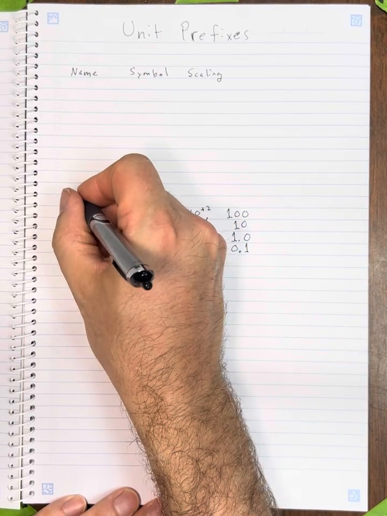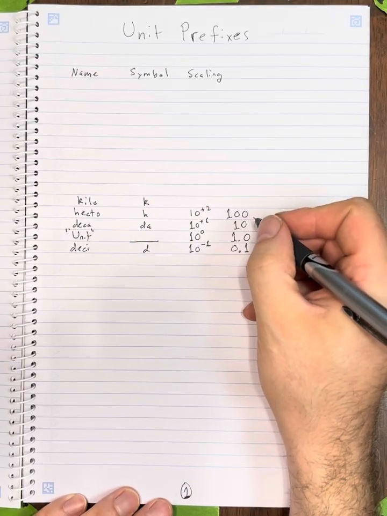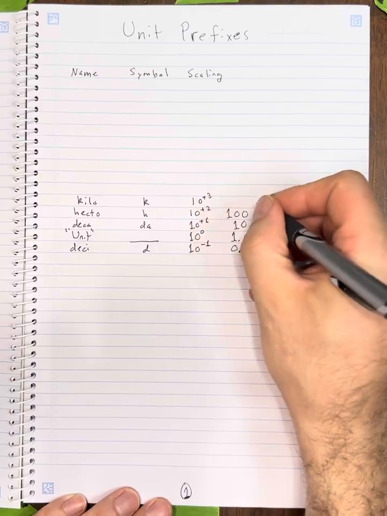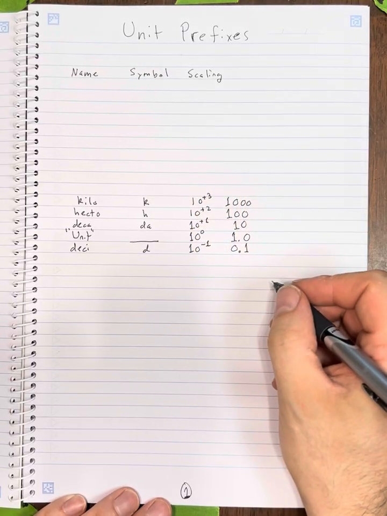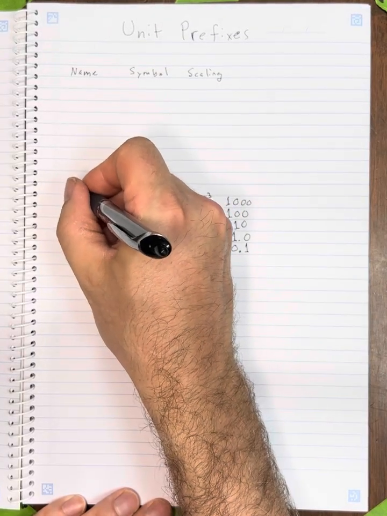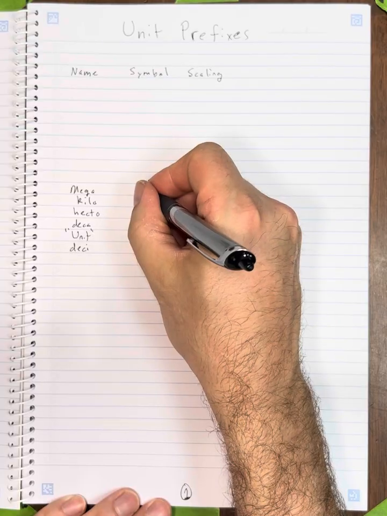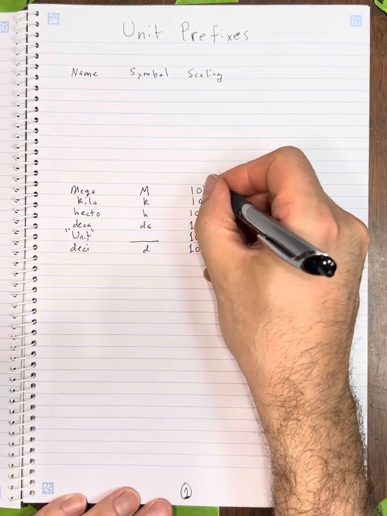So above hecto is kilo, which is K. Everybody's hopefully familiar with kilograms. That's 10 to the 3. So there's 1,000 grams in a kilogram. And above kilo is mega, and that's going to be with a capital M. So that is 10 to the plus 6.